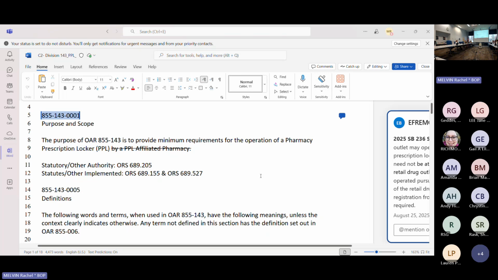Okay, and in an effort to be mindful of time, where there's sections that are proposed to be struck completely or that are duplicative, I'll just open it up to, does anyone have any comments? And if there are none, we'll move on to the next section.